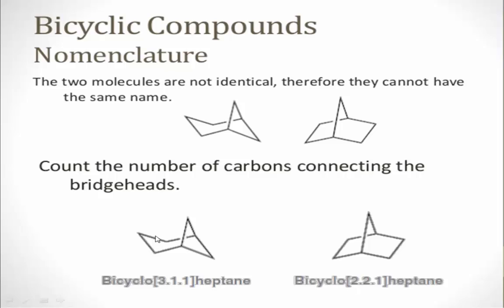According to the rule, first you select the longest chain. Is it right? Yes. Therefore, in bicyclo, what does this 3 indicate? In the longest chain it contains 3 carbon atoms. Here 1, 2, 3. Yes. And next, another one. If you go to this cyclic ring, it also contains 1 carbon atom.